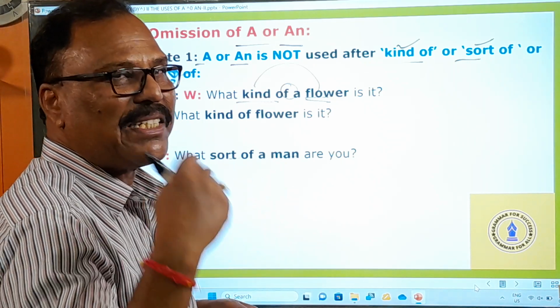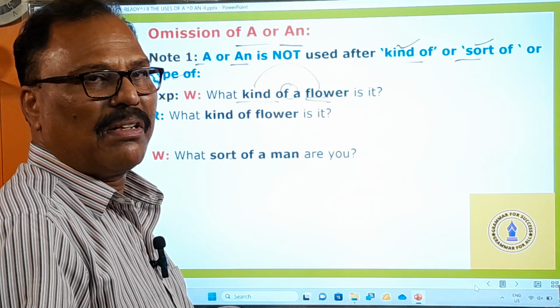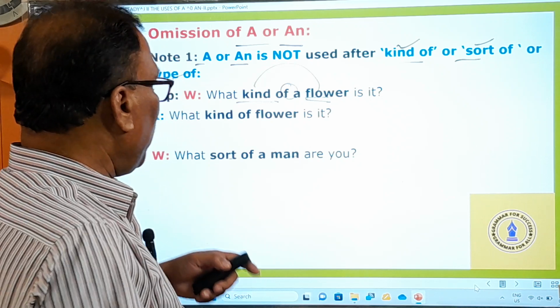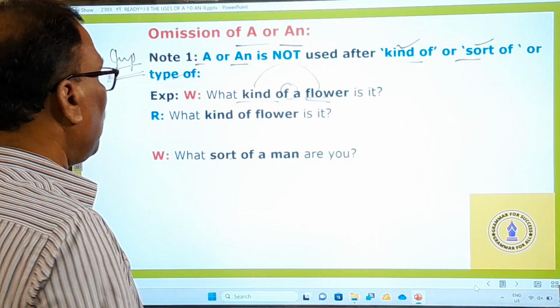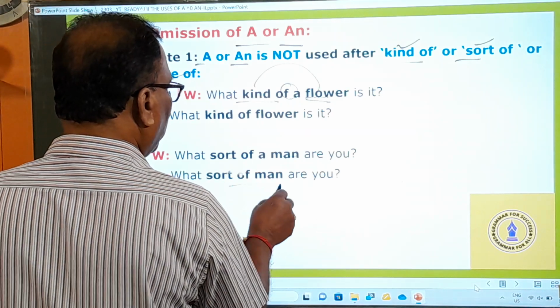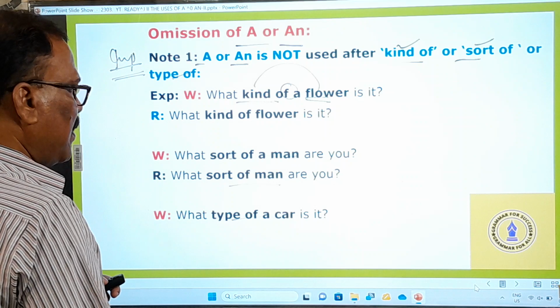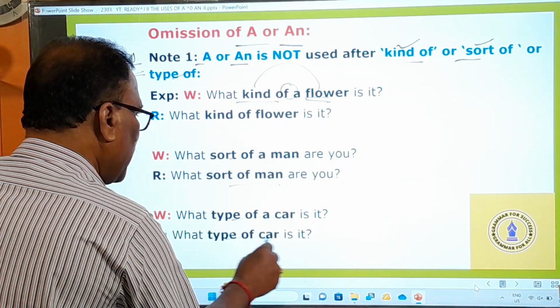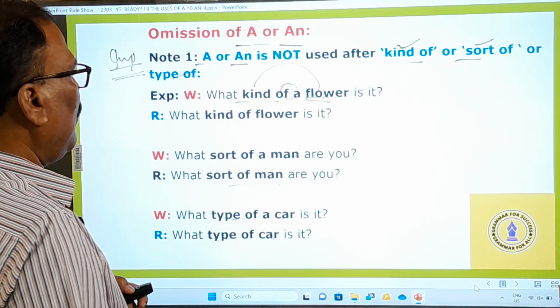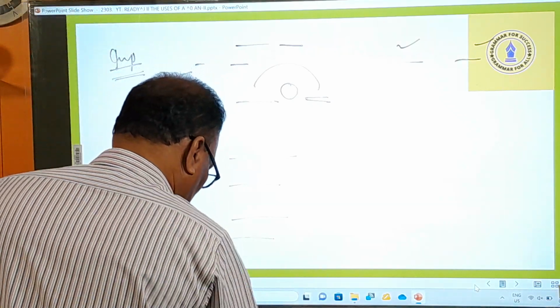You say it in your language. What sort of a man are you? No. What sort of man are you? What type of a car is it? What type of car is it? So in all these things, it is like that.